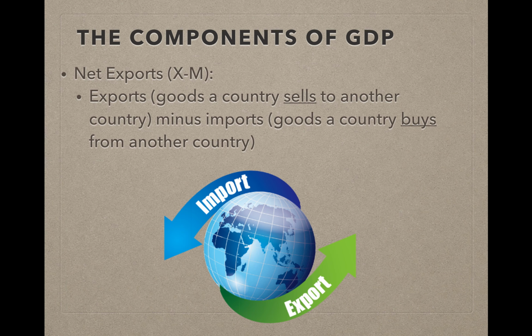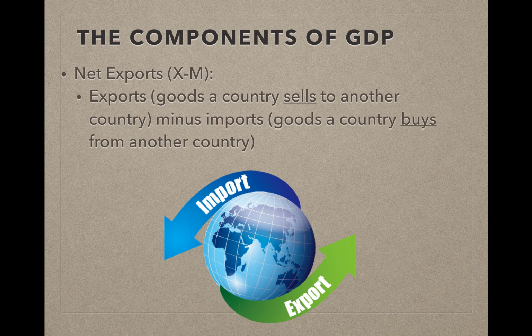And then lastly, our net exports are our exports minus our imports. An export is a good that we sell to another country, and we're going to subtract our imports, which are the goods that a country buys from another country. So we don't want to include our imports. We want to subtract those from our GDP, because even though we are purchasing them, GDP is measuring what's made in the United States. So if something is made in Japan and we're buying it, that does not count as a part of our GDP.